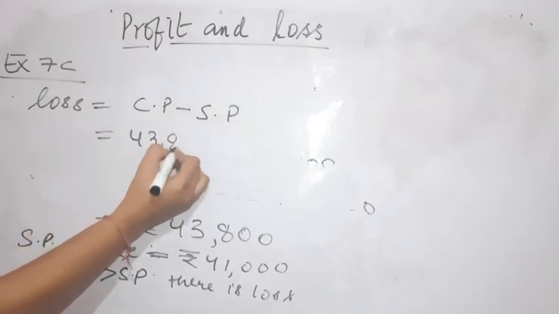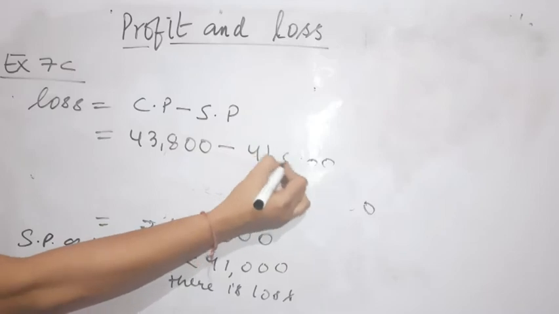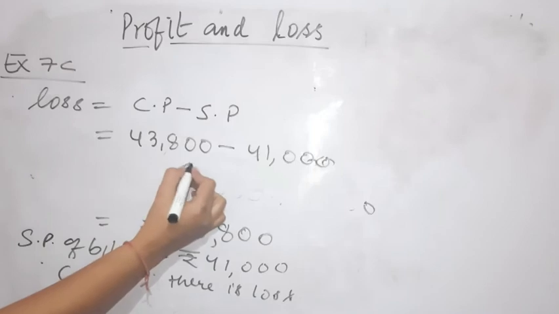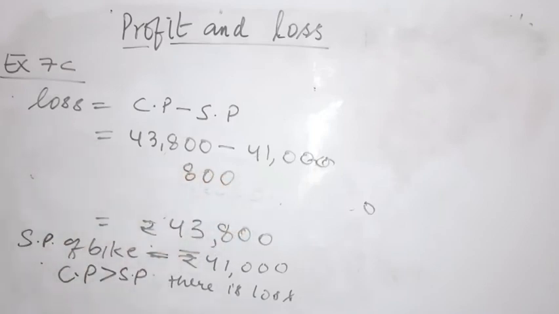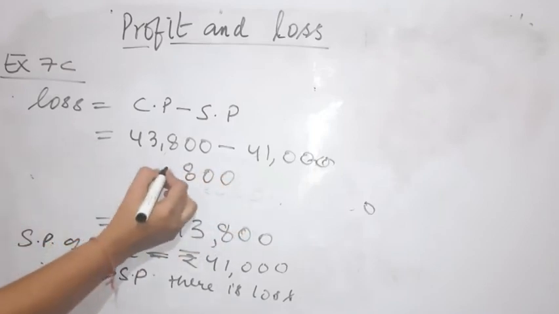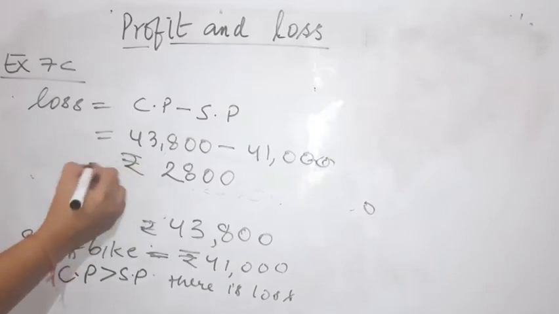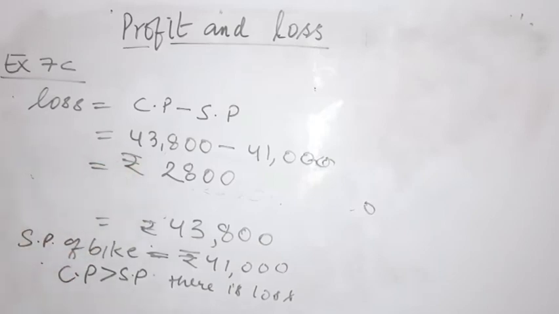So 43,800 minus 41,000. Okay, students. So now once you will subtract, here it will be 800. And then 3 minus 1 is 2. So the loss is of rupees 2,800. Okay. Parth has borne a loss of rupees 2,800 on selling that bike. Okay, students, I hope you must have understood this question.